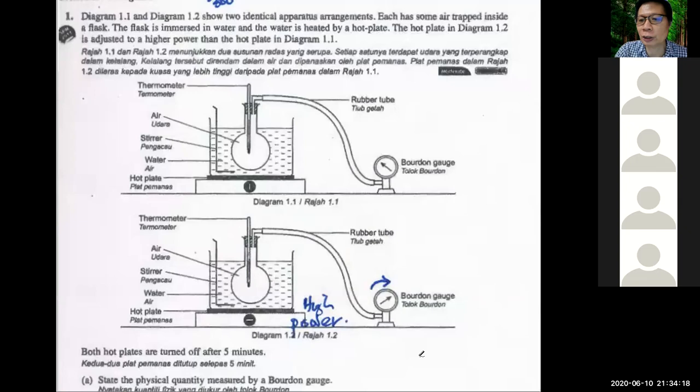What is measured by the Bourdon gauge? Xiao Wei Zhen, what does the Bourdon gauge measure? Pascal. Jin Yi Hong, what about you? What does the Bourdon gauge measure? Zhao Xiang, what does it measure? Pascal. Not Pascal, kilopascal. No. Jiu Ling? Julie? Don't know? What quantity is measured by the Bourdon gauge? Okay, let me ask other students.